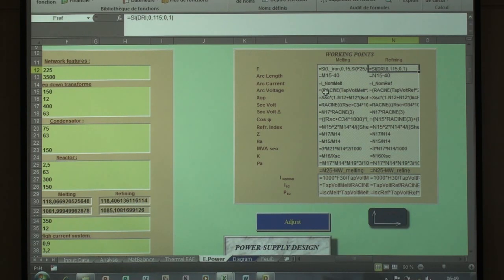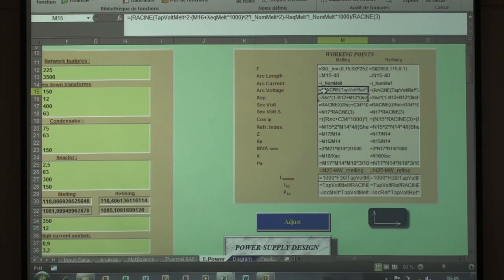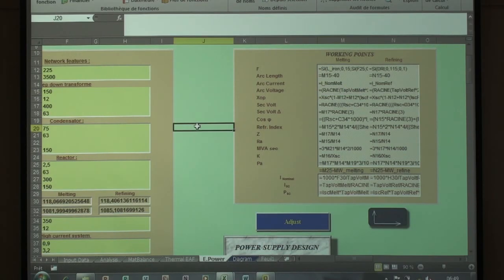Well, so the out voltage we have here. No wait. So what's the difference between these two?